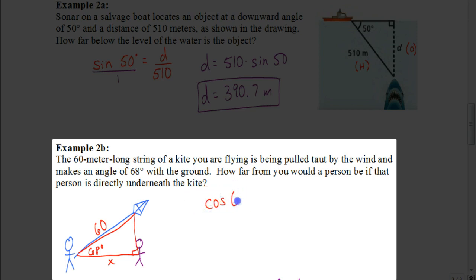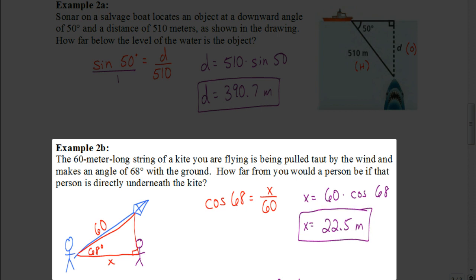So it's going to be the cosine of 68 degrees equals the adjacent leg over the hypotenuse. Now if I cross multiply, I'm going to get x equals 60 times the cosine of 68 degrees. And if you do that on your calculator, we should get 22.5 as our answer. So this would be 22.5 meters.